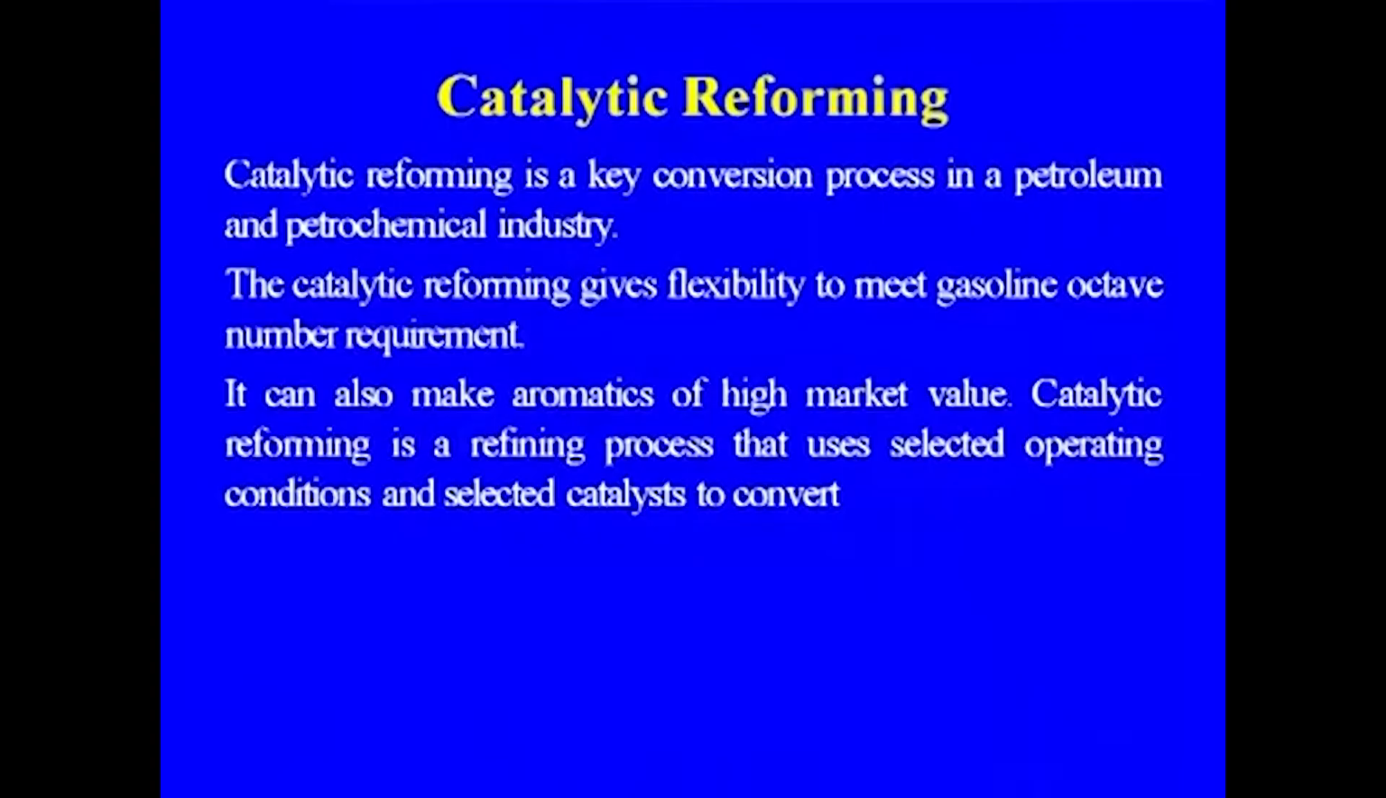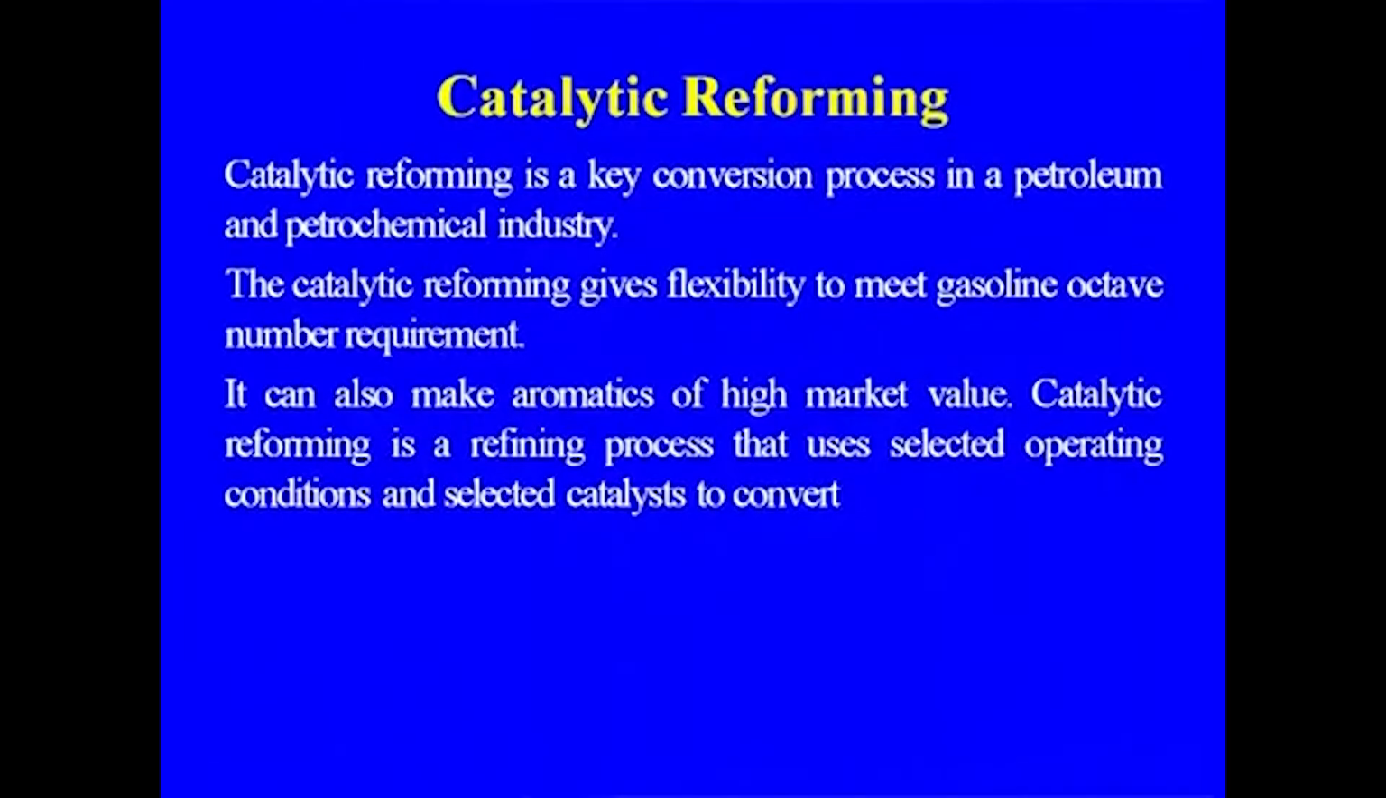Now let us discuss very briefly the catalytic reforming, which we discussed in detail in module 6. Catalytic reforming is a key conversion process in the petroleum and petrochemical industry. From the petrochemical point of view, it is important for the production of aromatics and the hydrogen that we get as a byproduct, and from the reformate we can separate the aromatics. Catalytic reforming gives flexibility to meet gasoline octane number requirements. It can also make aromatics of high market value.